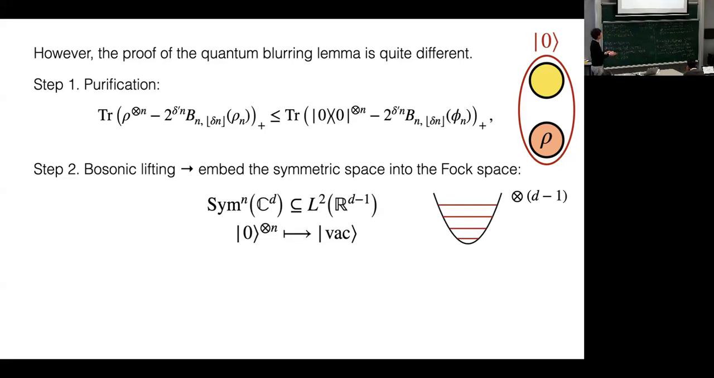I can do this, and now I can look at everything in the bosonic space. Why is that a good idea? Because in the bosonic space I know much more somehow, and it turns out that the blurring map has a nice limit in the bosonic space, in a very precise sense.